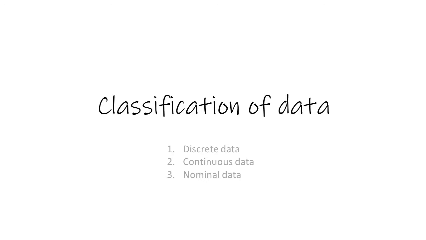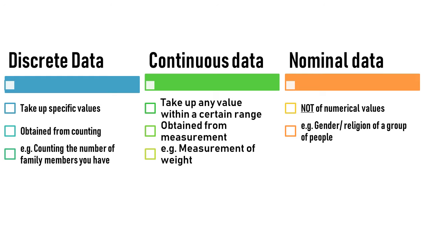After talking about different methods in collecting data, we are going to move on to classification. There are three types of data: discrete, continuous, and nominal data. Discrete data are data that can only take up specific values. They are usually obtained from direct counting. For example, when you're trying to count the number of family members you have, the datum you obtained will be a specific value such as 1, 2, 3, or 4.